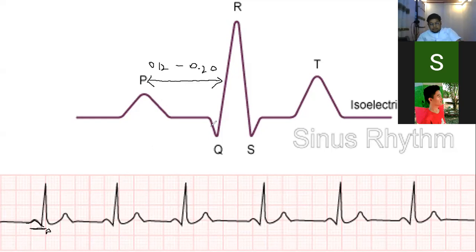Then, next is, ito, ating QRS wave. QRS wave ay 0.06 seconds to 0.10 seconds. Pareho lang naman yan, di ba? Pag P to R, 0.12 to 0.20 seconds. Pag QRS, 0.06 to 0.10 seconds. Ayan.